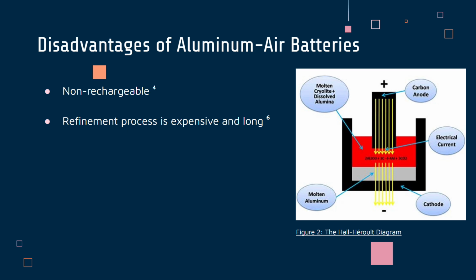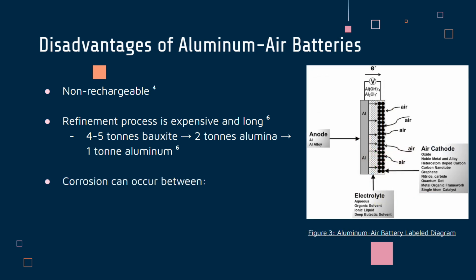This process is also known as aluminum smelting, which uses electrochemistry where aluminum ions are reduced at the cathode into aluminum metal, and carbon is oxidized at the anode into carbon dioxide gas. I won't get into the specific details of the process, but to the right I've provided a simplified diagram to give you a rough idea. 4 to 5 tons of bauxite produces 2 tons of alumina, which then in turn produces 1 ton of pure aluminum. Corrosion can occur between the aluminum anode and the carbon dioxide within the air.